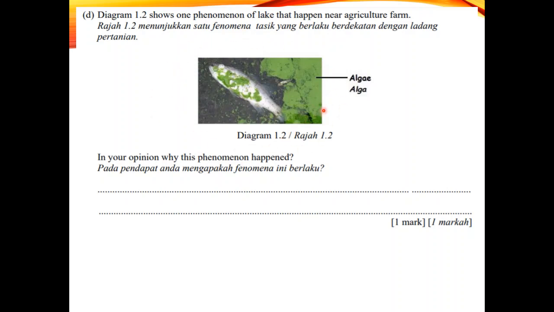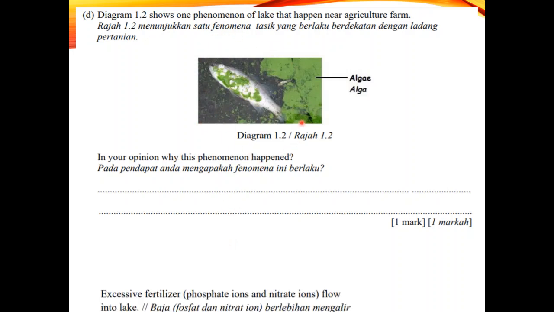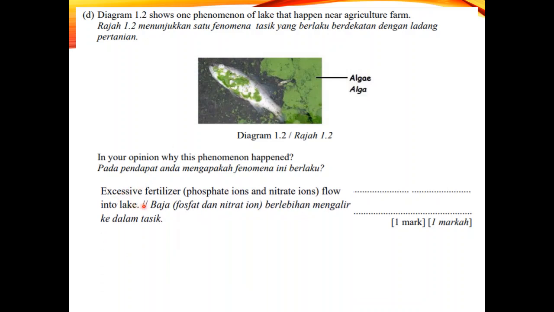So when the algae bloom, they cover the surface of the lakes, causing the sunlight cannot enter. At the end, all the aquatic organisms die. So what is the suggested answer you can write? You can write down excessive fertilizer such as the phosphate ion and the nitrate ion flow into the lakes. Okay, so these are 2 questions that I share with you, the questions that come out in section A. So you remember, you need to know how to write the science process skill question and also how to answer the application question like this.